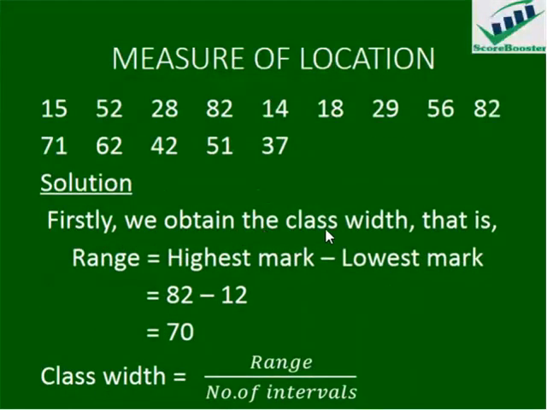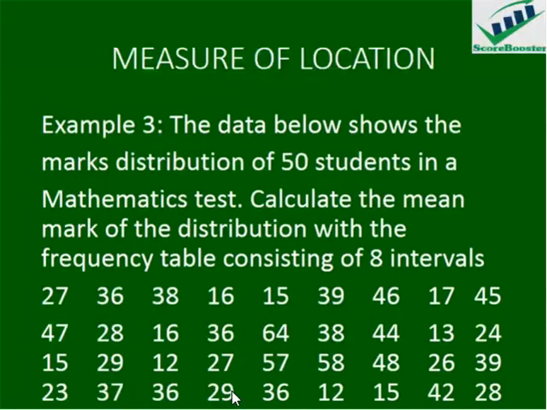So the first thing is to obtain the class width. So the first, as I've explained earlier, we find the range. The range is the highest mark minus lowest mark. So you check the set of data given. What is the highest mark? You can see for this 82 is the highest here. So let's see if there's any other number greater than 82.